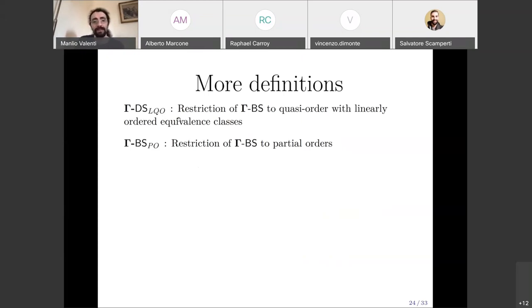And the other one is gamma BS PO. PO of course stands for partial orders. So it's a restriction of BS to partial orders. And again, for partial orders, you don't ask for descending sequences. We know that asking for descending sequences in a partial order is already too strong. It's basically like asking for a path through an ill-founded tree, basically C-Baire.